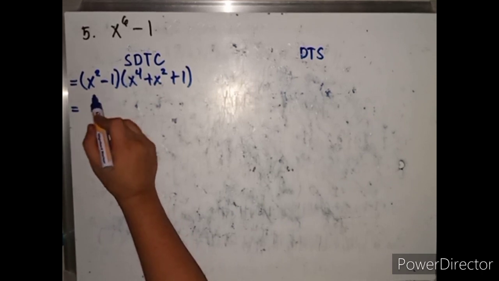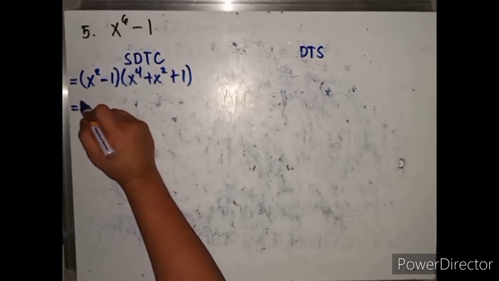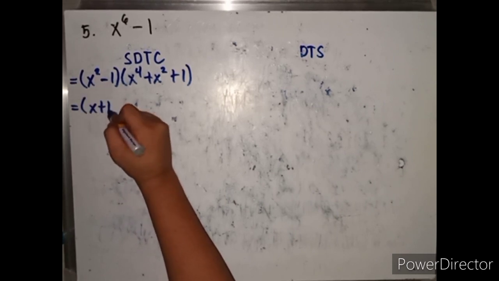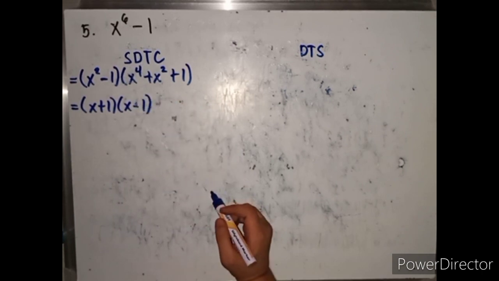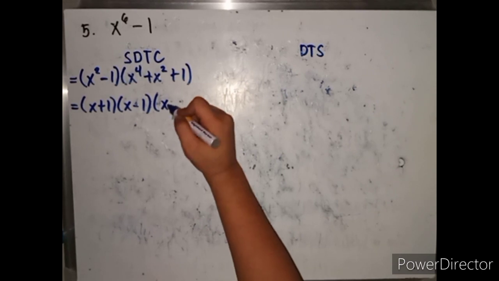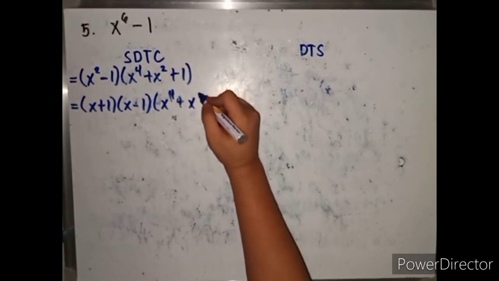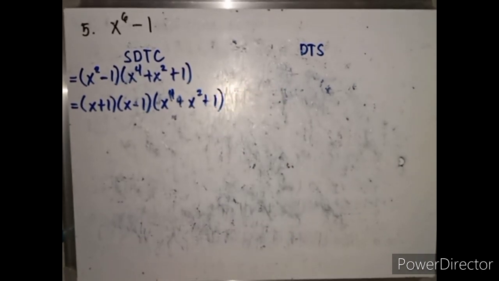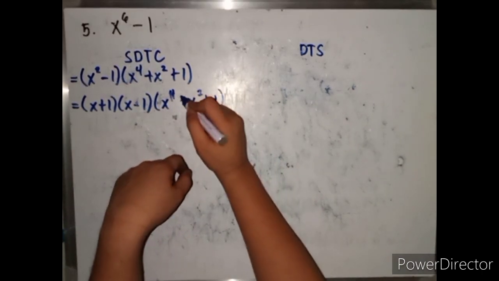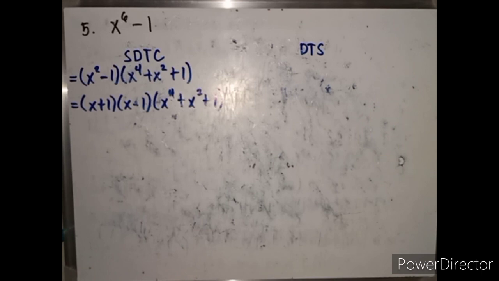This looks familiar. Factorable po ito by DTS. Ito yung magiging x plus 1, x minus 1. So, ang factors niya, x plus 1, x minus 1. Difference of 2 squares. Okay? And then, we will just copy this one. So, we have x to the 4th plus x squared plus 1. Okay. Mukhang factorable pa ba itong x to the 4th plus x squared plus 1? Okay, mukhang hindi na, no? Okay, so stop na muna tayo dyan.